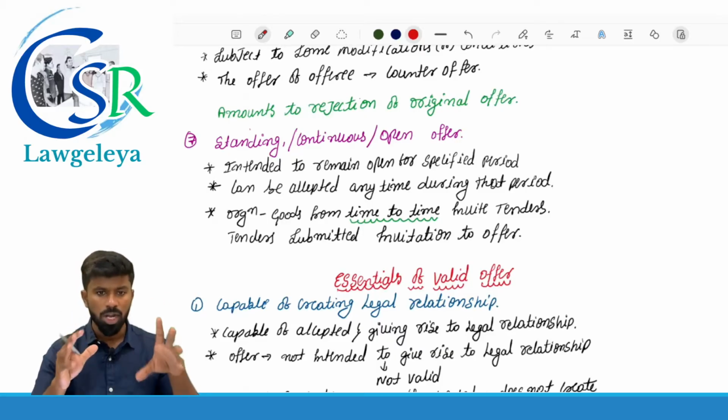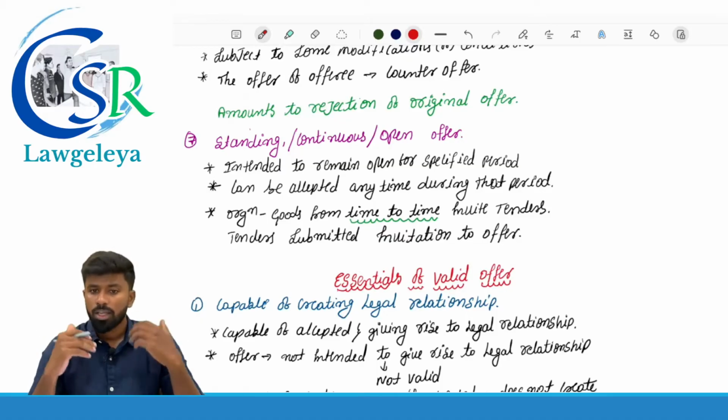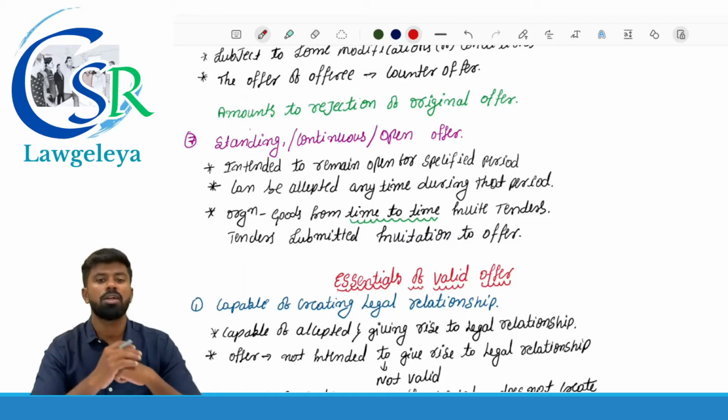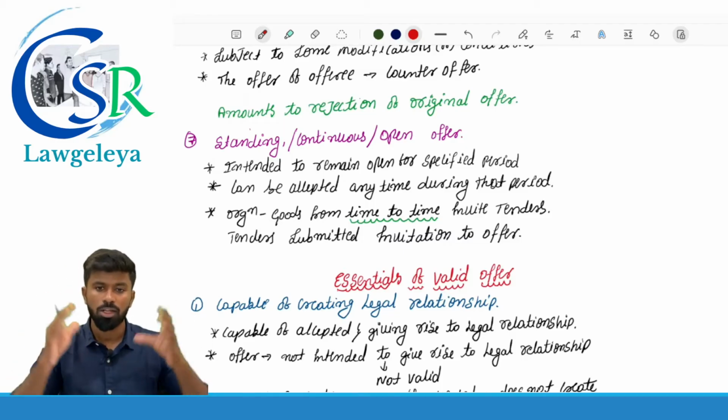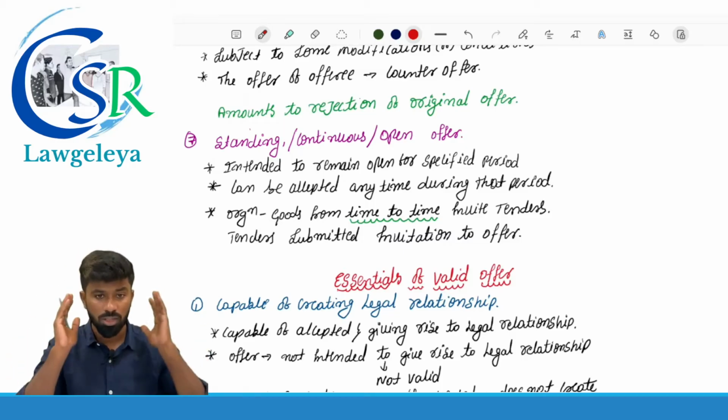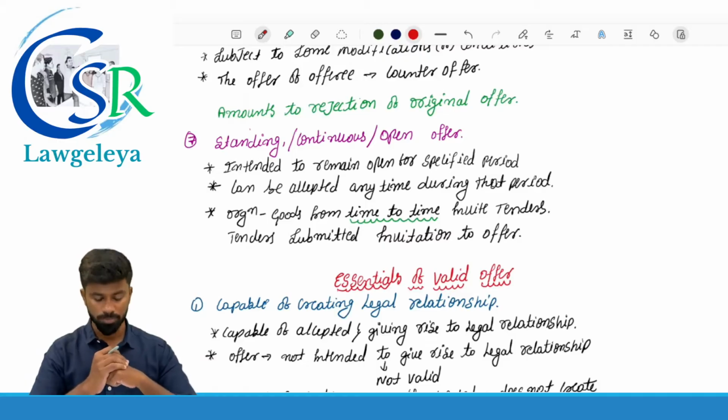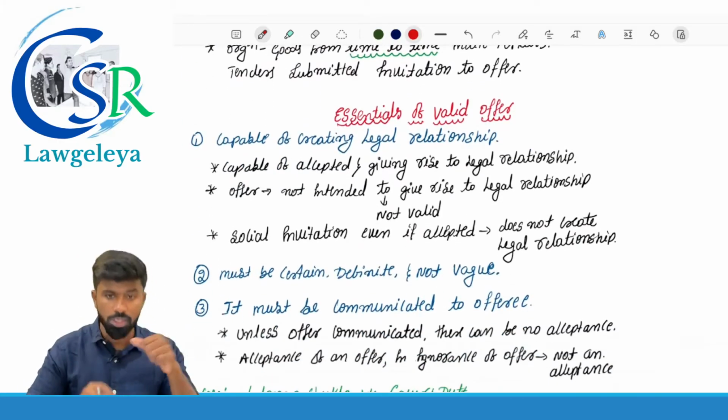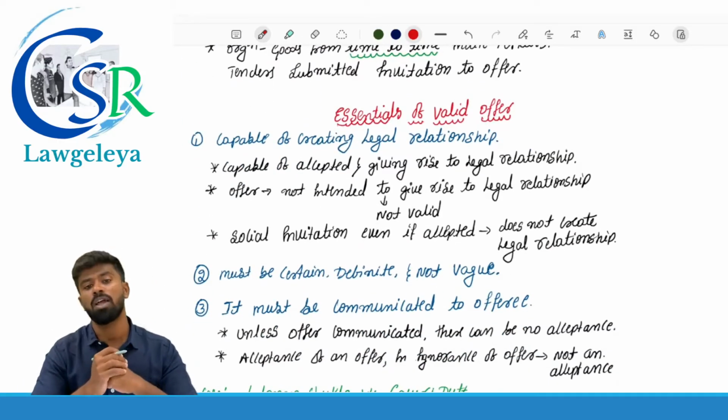Counter offer. Standing offer, which is intended to remain open for a specified period and which can be accepted at any time during that particular period, is called what offer? Standing, continuous, or open offer. So these are the 7 types of offers. Next one, important point: the essential elements of a valid offer.